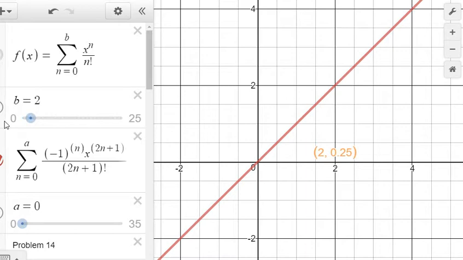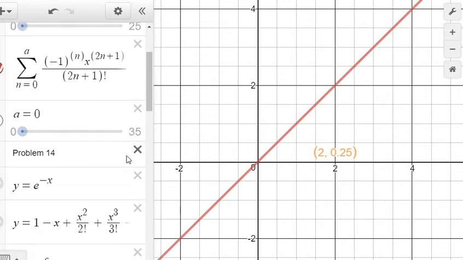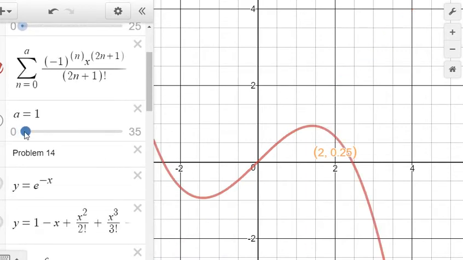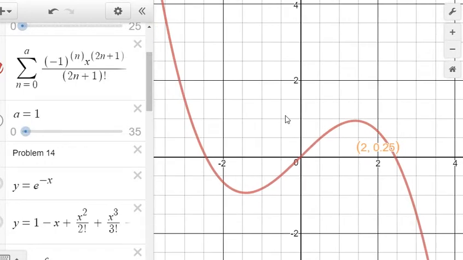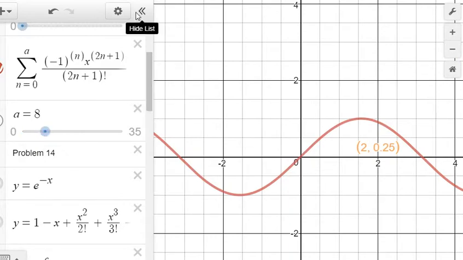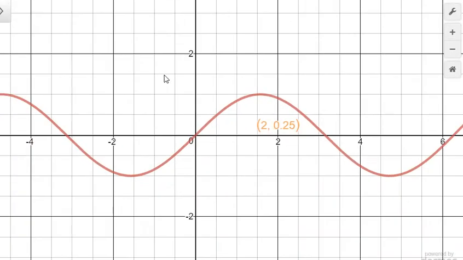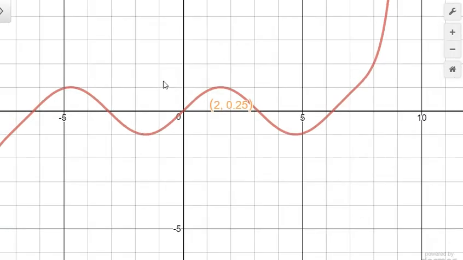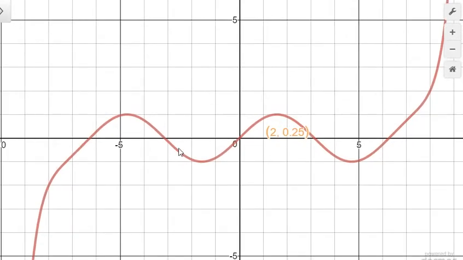Let's see. Oops, that's the wrong one here. Let's go down here. How about if I, there. So there's the first two terms, and then the first 3, 4, 5, 6, 7. Is this polynomial starting to look familiar? Looking pretty good. It's starting to look like the sine function.